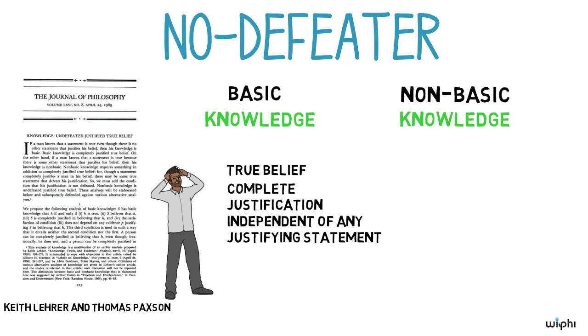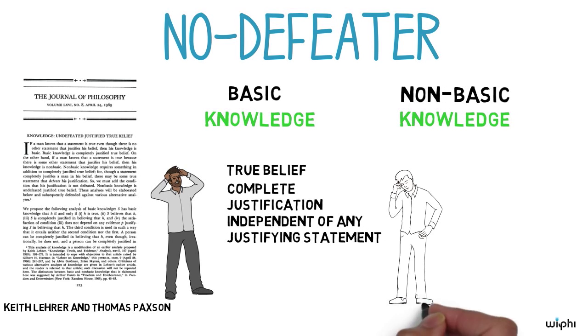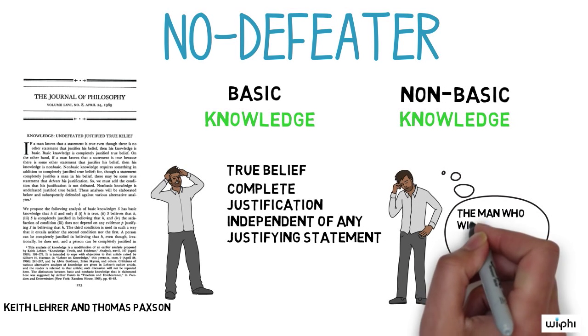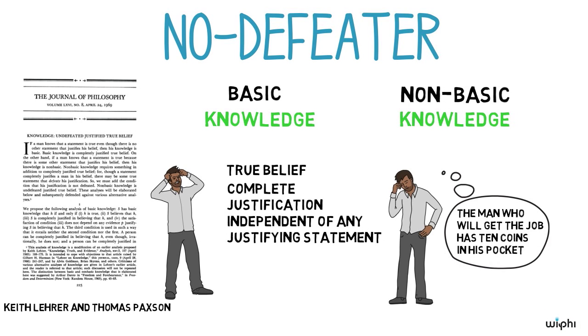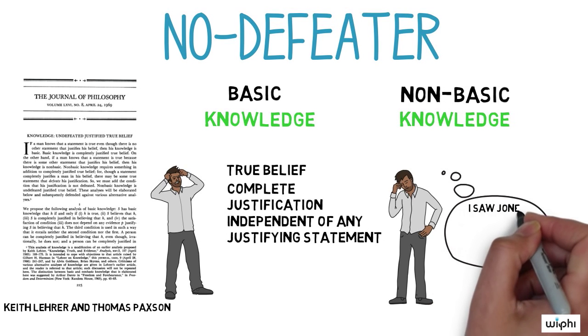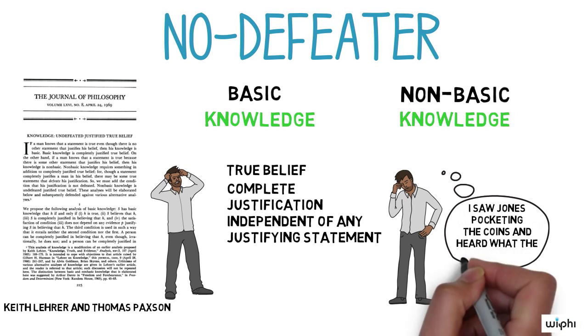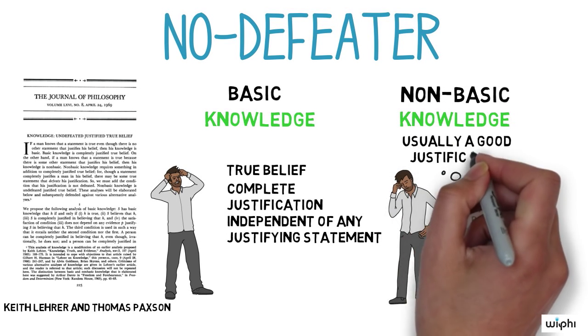It's non-basic knowledge that generates the trouble in Gettier's original examples. Non-basic knowledge has supporting evidence. If someone asked Smith why he believes that the man who will get the job has 10 coins in his pocket, he'd explain that he saw Jones pocketing the coins and heard what the company president said. Ordinarily, this supporting evidence would be great justification.